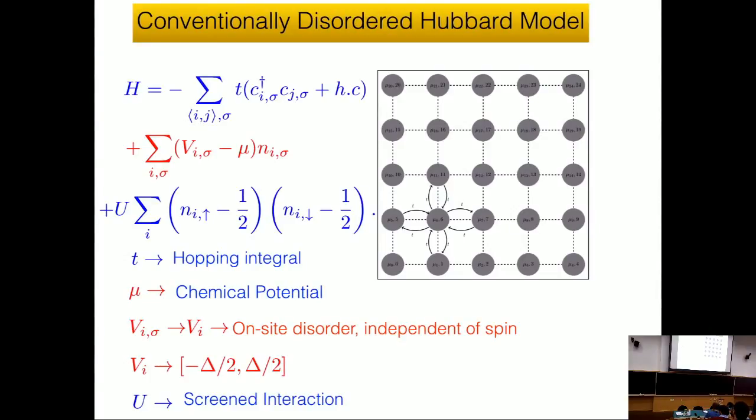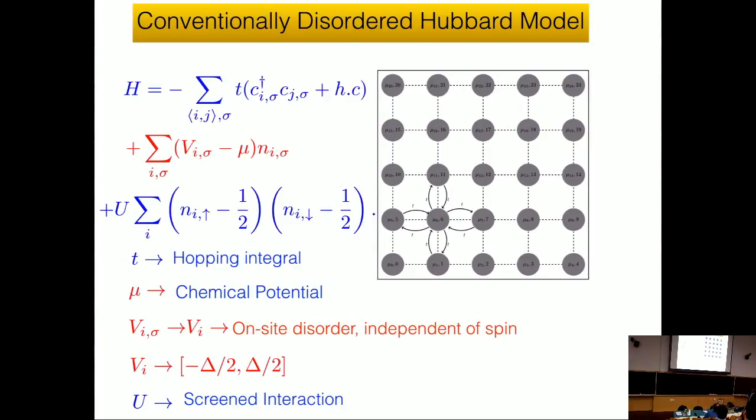T, right? That allows the electrons or fermions to hop from one side to the other. You have a chemical potential that essentially determines your filling, and then you have an on-site Coulomb interaction that essentially gives a penalty if you have two electrons sitting in the same site.